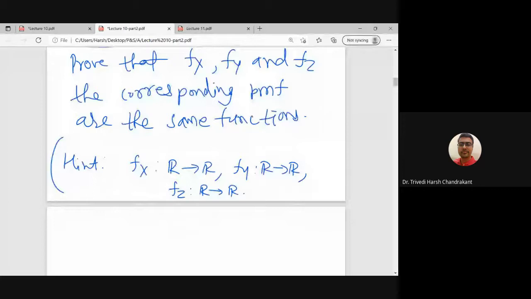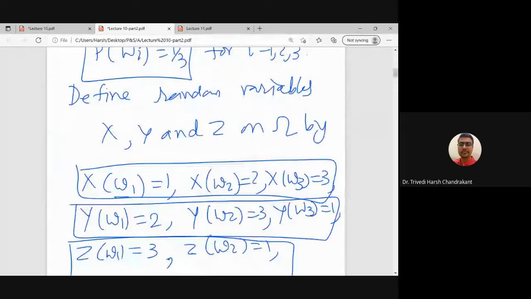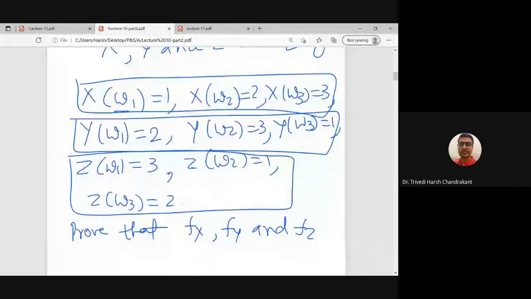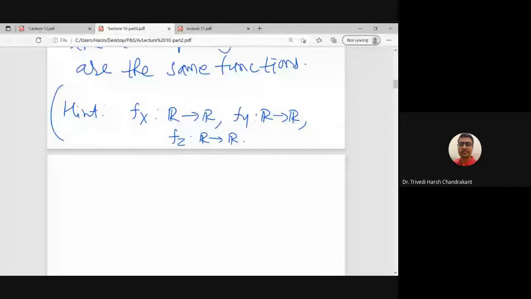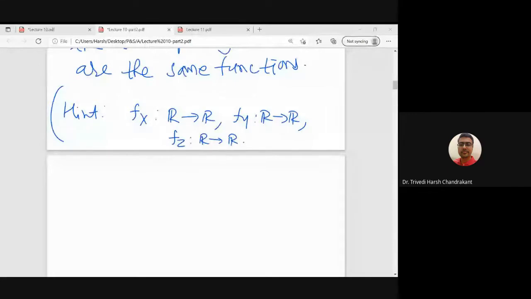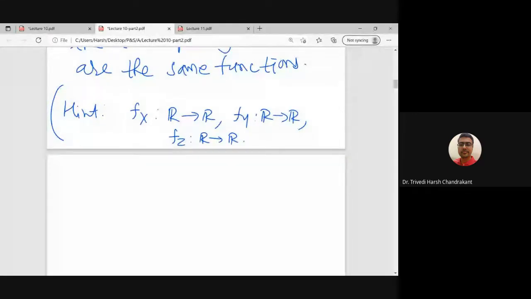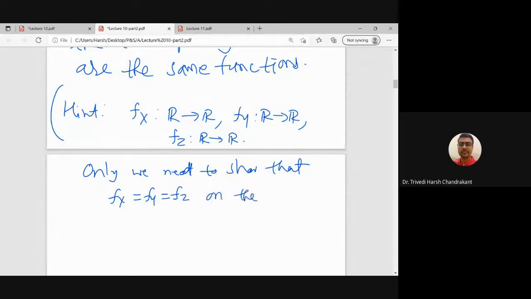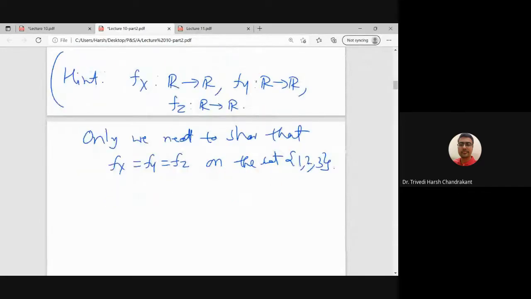We need to find the probability mass function only at the range of the random variable. The range of X is 1, 2, 3, the range of Y is 1, 2, 3, and the range of Z is 1, 2, 3. So fX, fY, and fZ are 0 other than at the points 1, 2, and 3. That we already know. The only thing we need to check is that fX equals fY equals fZ on the set {1, 2, 3}, because that is the range of X, Y, and Z.